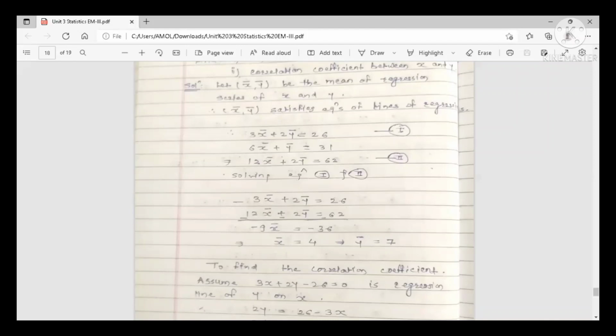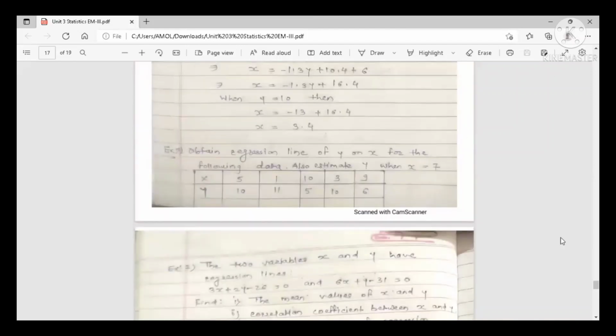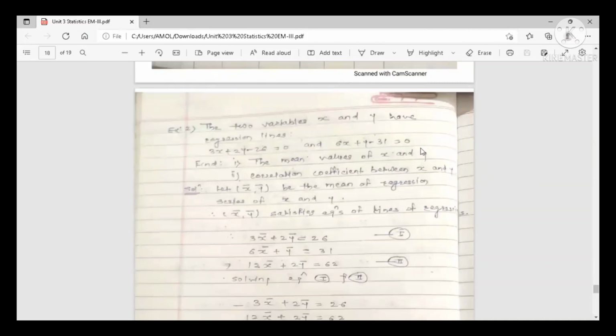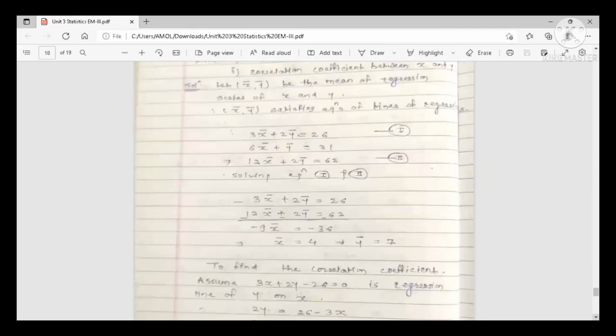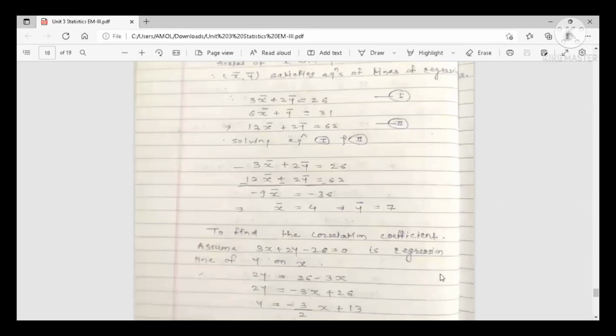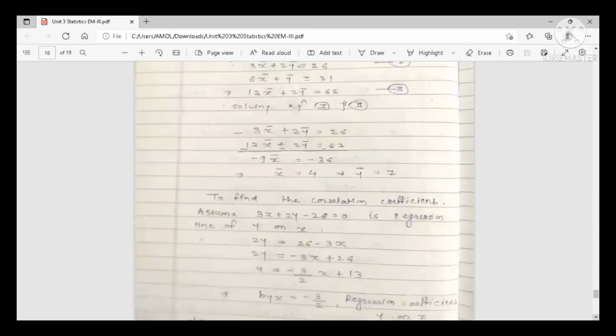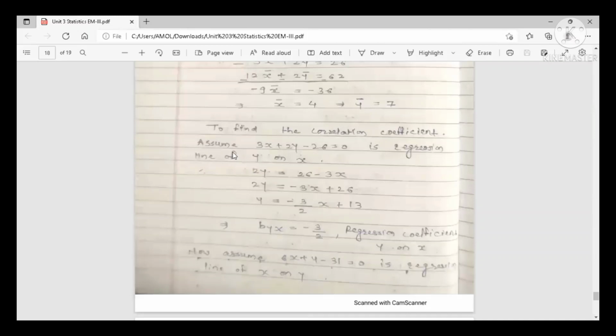So the first aim was to find the mean values of x and y. The mean values of x and y are 4 and 7 respectively. Second, find the correlation coefficient. To find the correlation coefficient, you first find the regression coefficient of y on x and the regression coefficient of x on y. Now two regression lines are given.